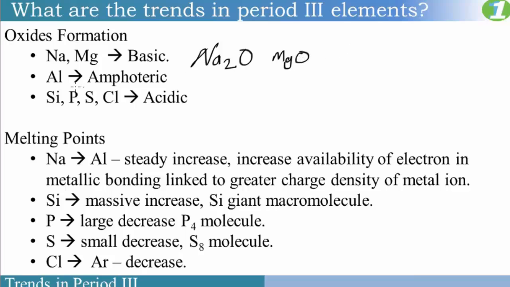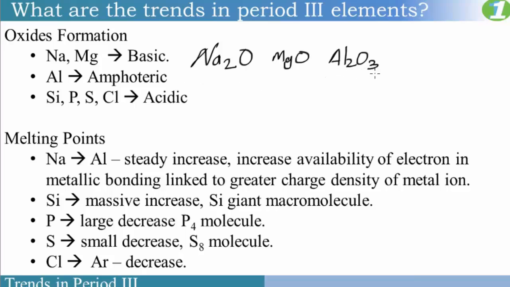Now, aluminum is considered to be an amphoteric oxide. So we write Al2O3. And this is your amphoteric oxide. Why is it considered amphoteric? Well, it has both acidic and basic properties. If it has acidic and basic properties, it means that it will react with either an acid or a base. So that is considered to be amphoteric.